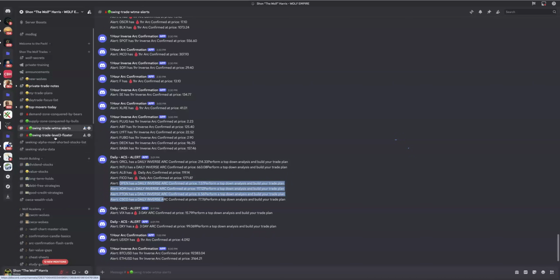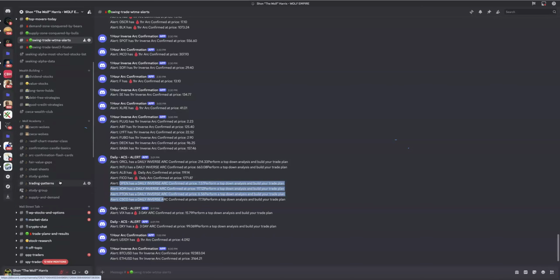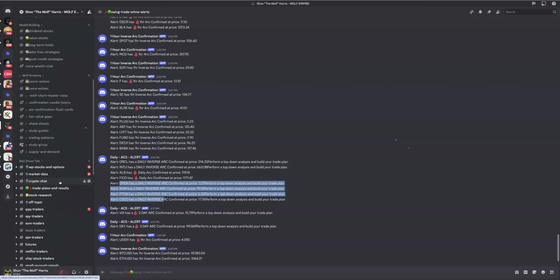We don't use this level 3. I'm going to go back and try to reconfigure that one. So those cover the alerts.